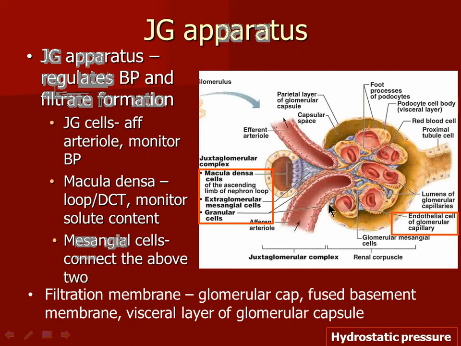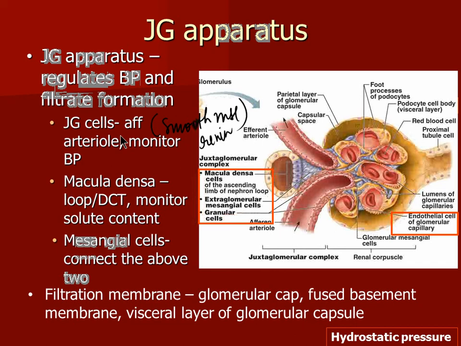Understand? Okay. So now in the afferent arteriole, you have smooth muscle cells that are highly granular, and those are known as JG cells. So these are the smooth muscle cells in the afferent arteriole. Very granular because they secrete a hormone called renin. And because blood flows through it, they monitor the blood pressure. So if blood pressure is low, it means less blood is flowing through. These cells will be activated.